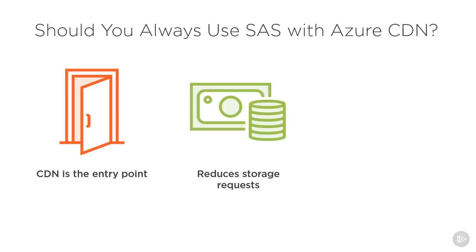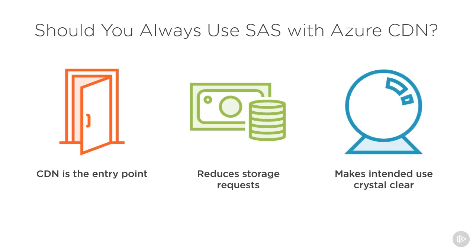By its nature, the CDN will reduce storage requests. If you make your blob container public and users found that URL, they could issue requests with no restrictions or potential caching in place. Lastly, I think it just makes the intended use of the storage account clear. By restricting access via SAS token, it's clear to your team or organization that the intended use of the storage account is for public CDN usage. Clarity is important. Now that we better understand why it's important to use SAS authentication with Azure CDN, let's learn how to configure it.